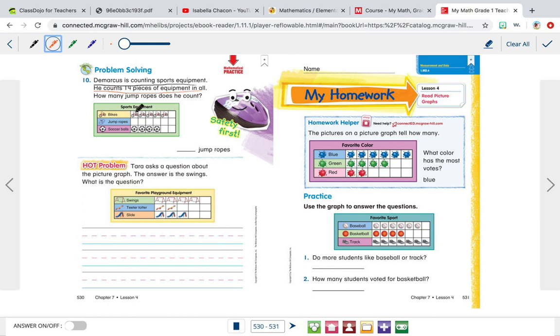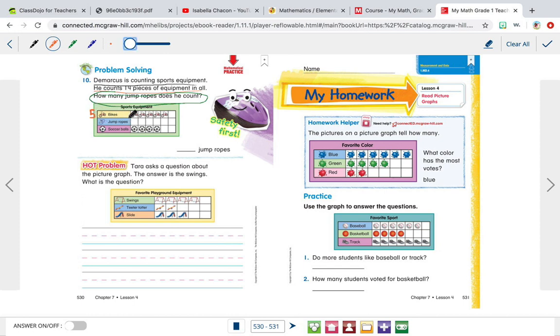So we see bike pictures, we see soccer ball pictures. What we need to find is how many jump ropes he has. So we need to figure out how many jump ropes we need to add here to get to 14. Well, how many do we have here? So bikes, we have 1, 2, 3, 4, 5. So we have 5 bikes. So DeMarcus has 5 bikes.